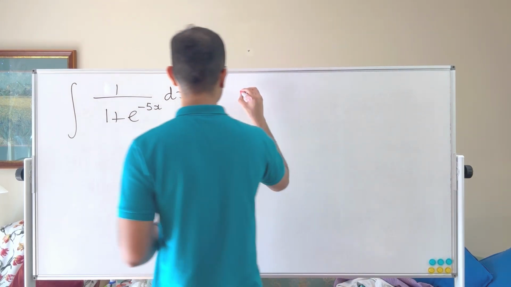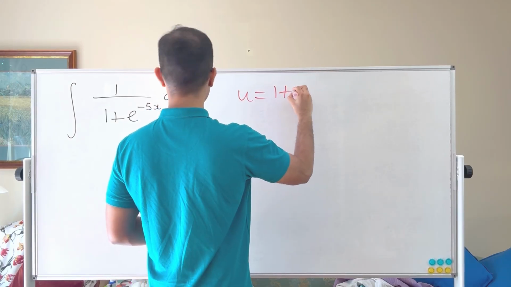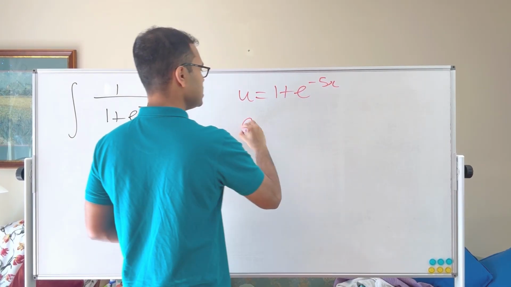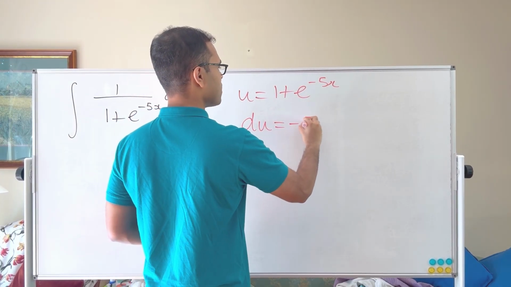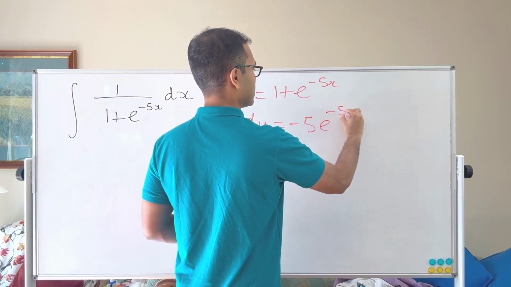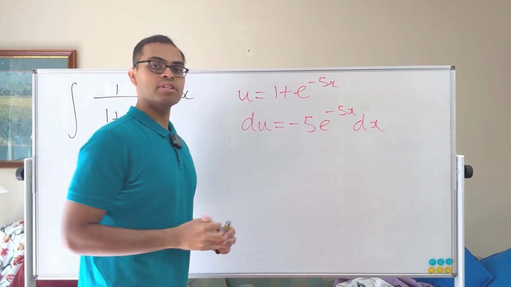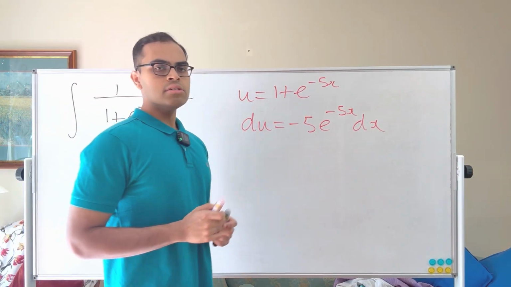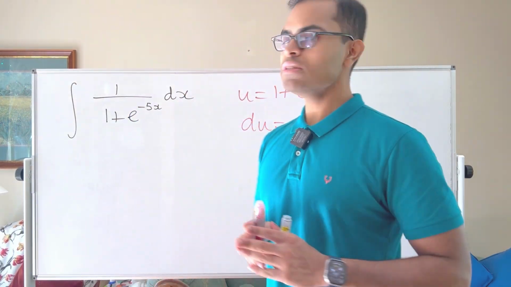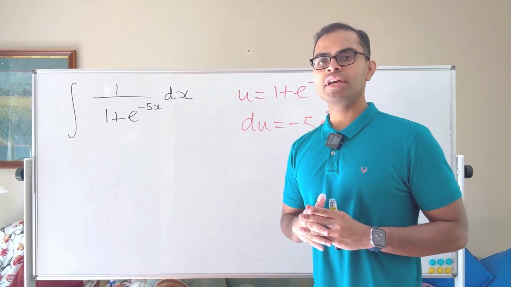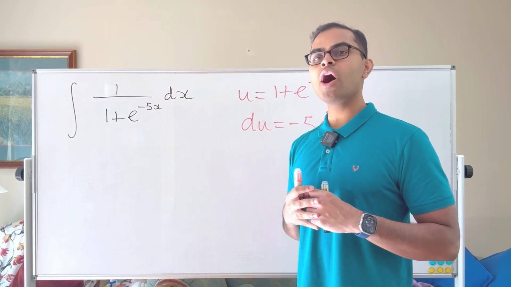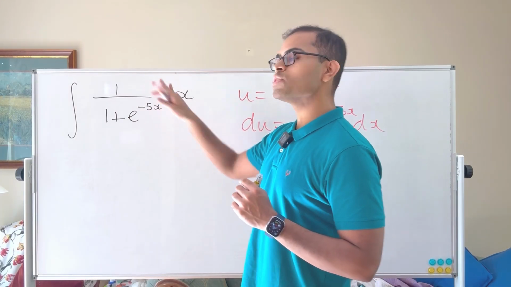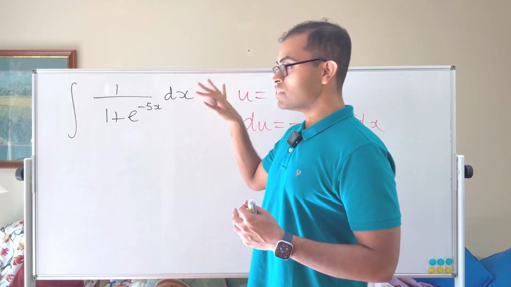So I'm just going to show you this: u equals 1 plus e to the negative 5x, then du is going to equal minus 5 times e to the negative 5x dx by the chain rule for differentiation, and we don't really see that up top with the dx. So this is just a mental experiment to say that in that situation, we need to somehow create it up top, or we need to simplify the expression.